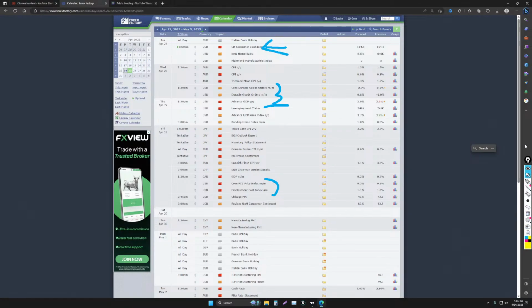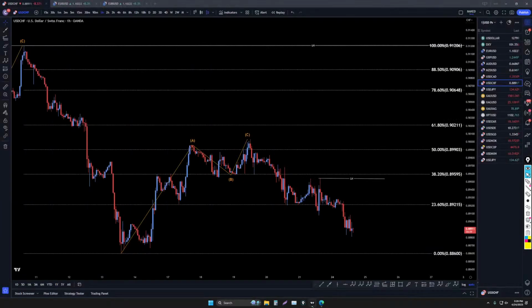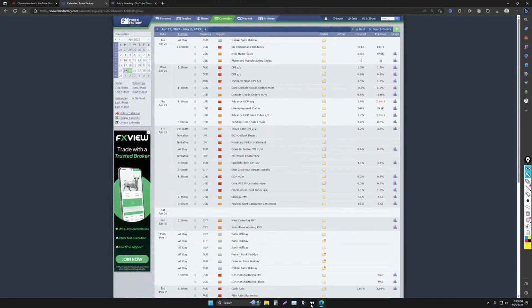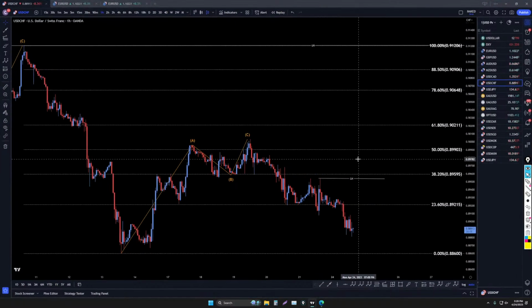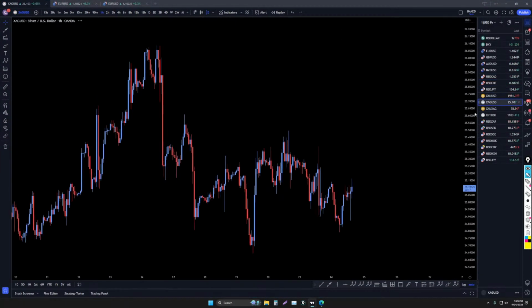There's no doubt that the dollar is waiting for something. It probably is waiting for that consumer confidence. Tomorrow, right? Yeah. Consumer confidence tomorrow at 3 o'clock. So that's probably what it's waiting for, I would say. Does silver give us any clues?